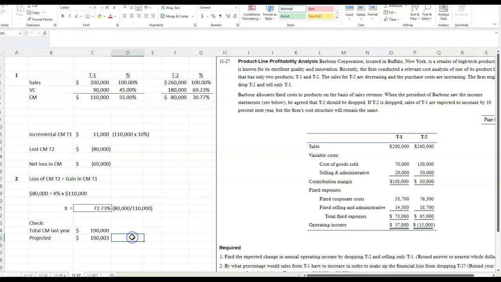It gives us really close. It's a rounding thing. Times 1.7273.